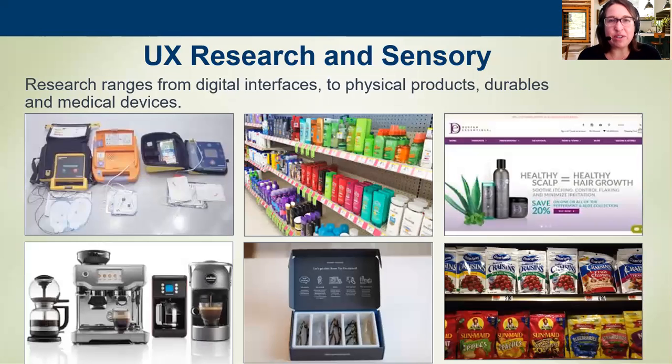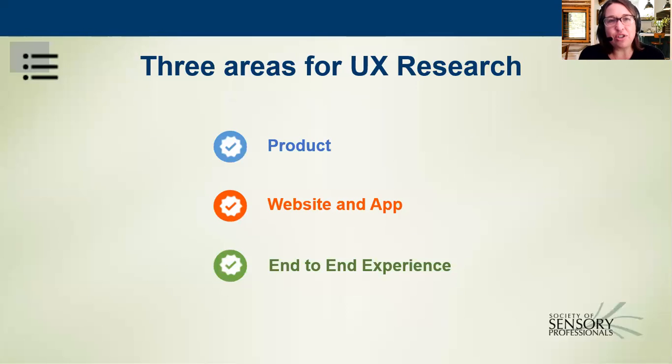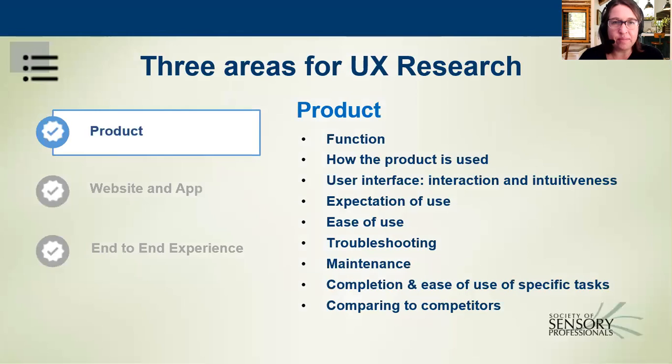So when you think about UX research and sensory, there really is such a range of the types of things that we can look at. Everything from digital interfaces to physical products, durables, and medical devices are all things that we look at with UX research. Today, I'm going to talk to you about three areas of UX research. Now, these are not all inclusive, but I just picked three examples that I think are good ones to illustrate the kind of research that you can look at.